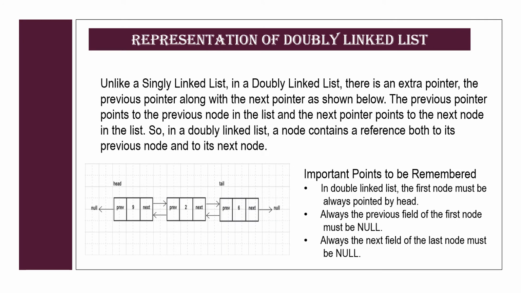Representation of doubly linked list. In doubly linked list, a node contains a reference both to its previous node and to its next node. The important points to be remembered in double linked list are: the first node must always be pointed by head, the previous field of the first node must be null, and also the next field of the last node must be null. So this is the main point to be remembered while we are representing the double linked list.